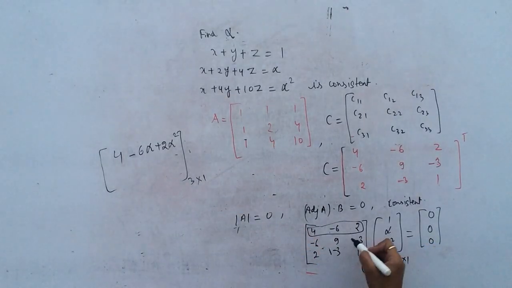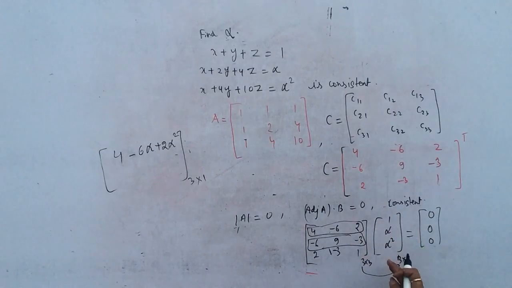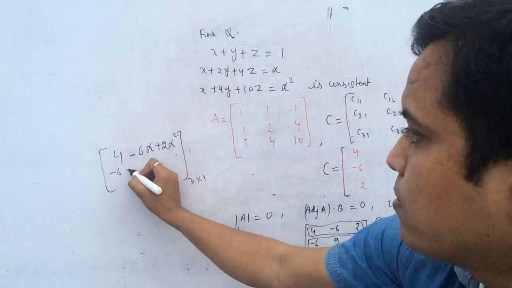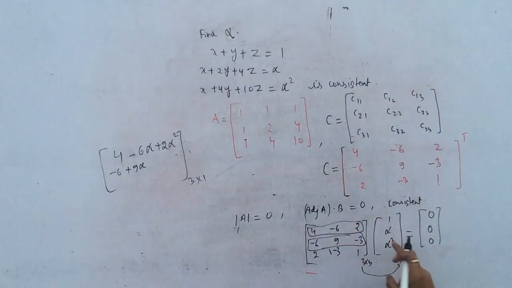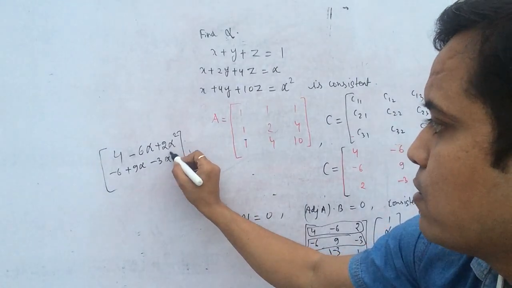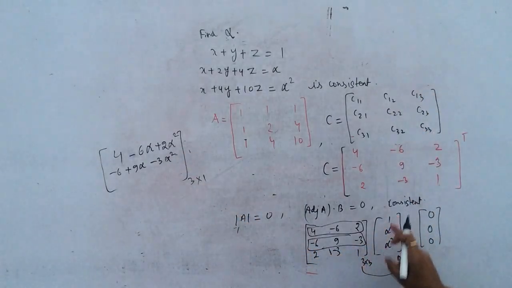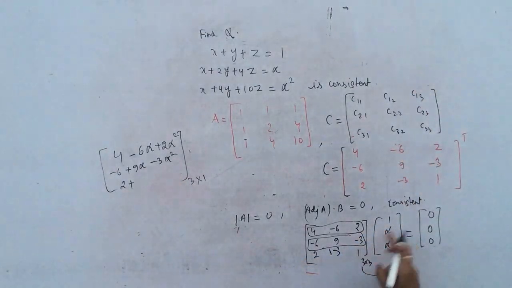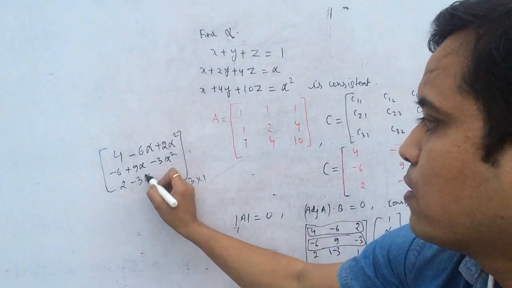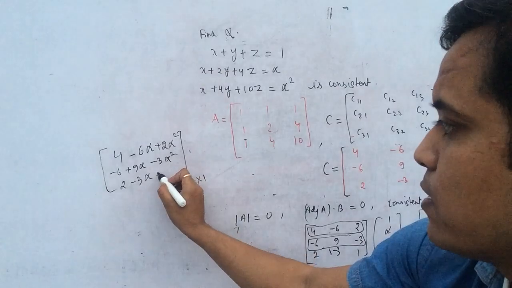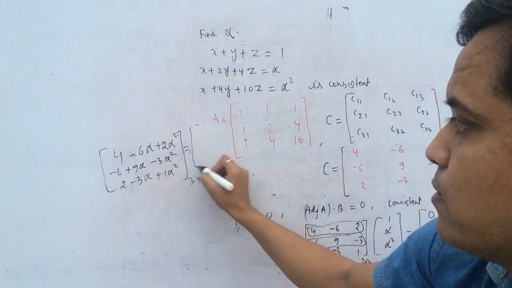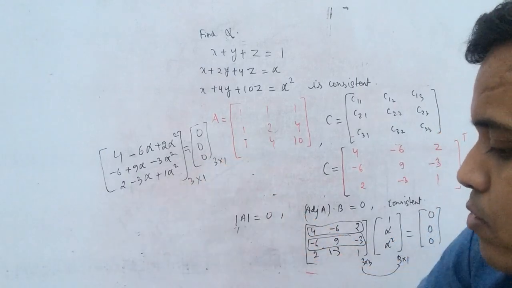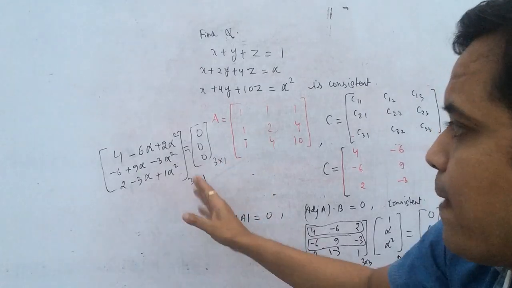Now the second row will be multiplied with the column: minus 6, plus 9 alpha, minus 3 alpha square. Again, the third row is multiplied by this column: 2 into 1 is 2, plus minus 3 alpha, plus 1 alpha square. Here it is equated with 0, 0, 0. The order is 3 cross 1, so since the orders are the same, this can be equated.